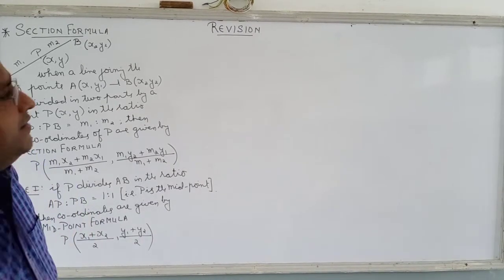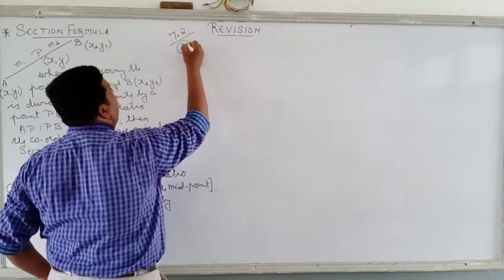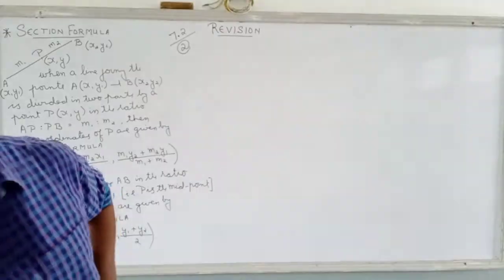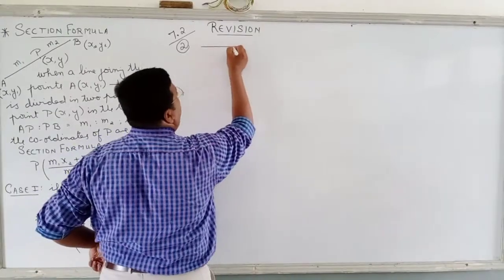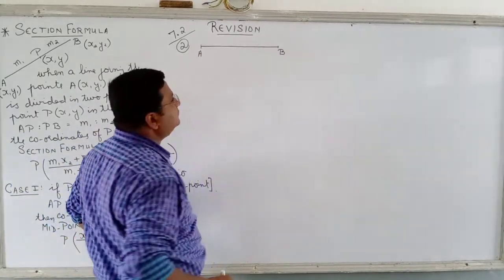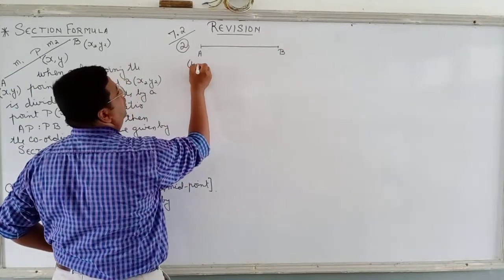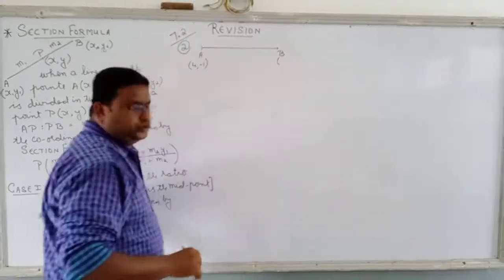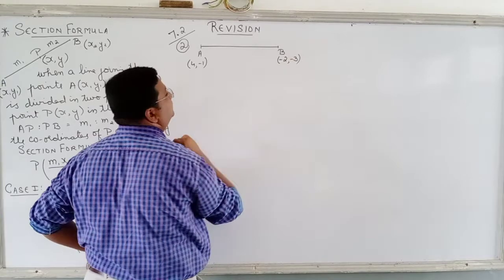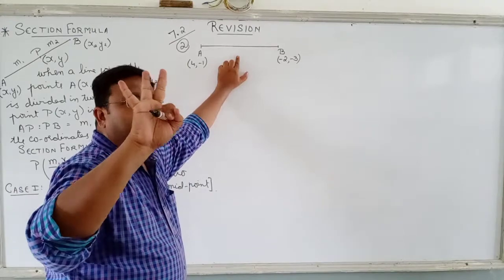Question number 2 says find the coordinates, that is exercise 7.2, question number 2. I am making a figure so that it is clear for you. Find the coordinates of the points of trisection of the line segment joining the points. This is the line segment, say A and B, joining the points A 4 comma -1 and B -2 comma -3.